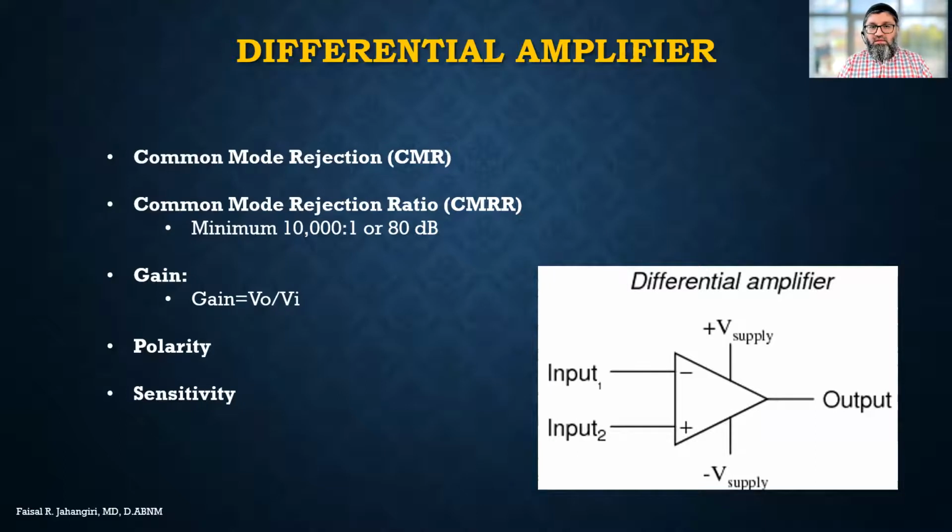If the signal in input 1 is plus 2 microvolt and a signal in input 2 is plus 2 microvolt, the plus 2 in input 1 becomes negative 2. So negative 2 plus 2 will become 0. So the output will be 0 output. So that's how the formula works.